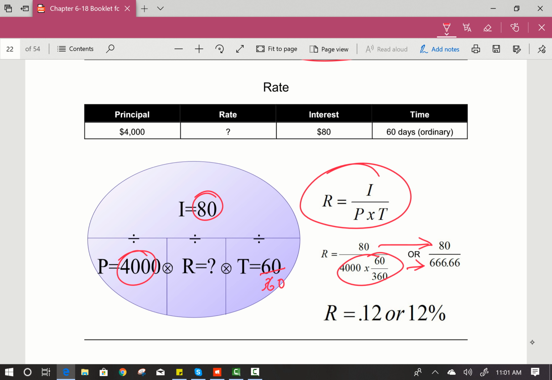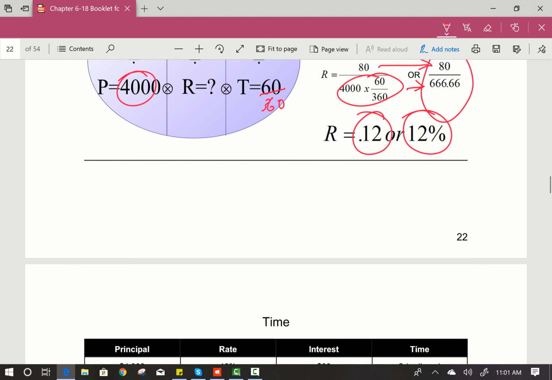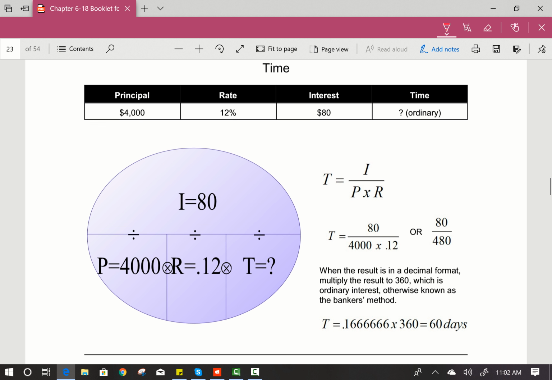Once I calculate that, bring that over, that's 666.66. Now clear your calculator, and now I'm going to enter 80 divided by 666.66, and that will give me 0.12 or 12%. Therefore, the amount that the bank charged me for borrowing that money, or the rate, is 0.12 or 12%.